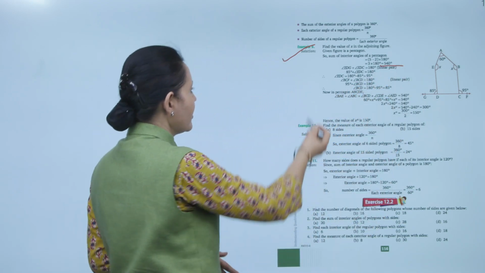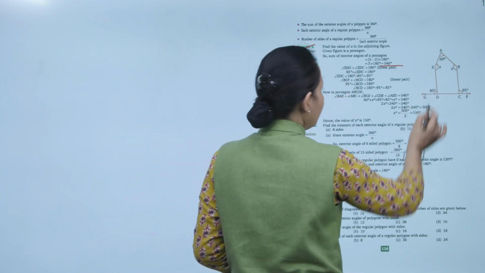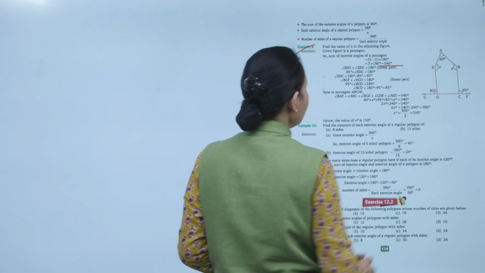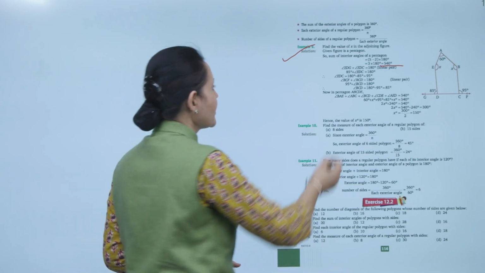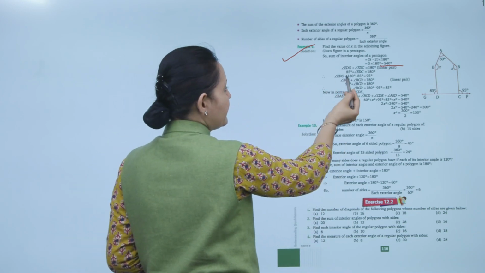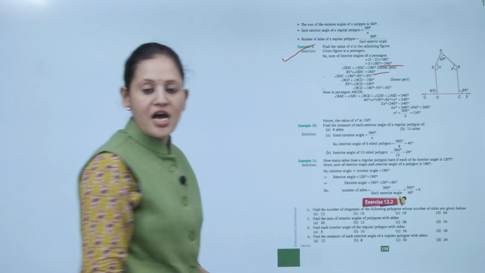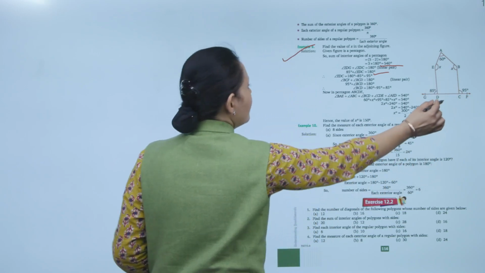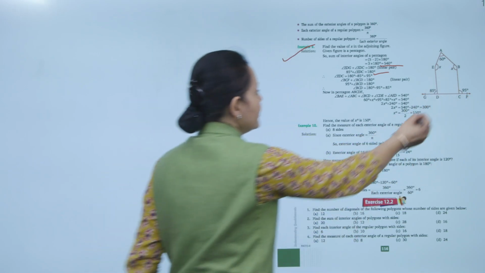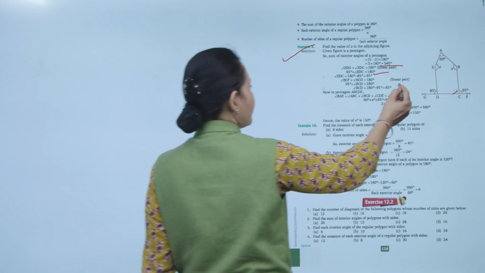Now here, angle EDG and angle EDC sum to 180 degrees because they are a linear pair. So 85 degrees is given to us, and the other angle will be 180 minus 85, that is 95 degrees. Clear? Now angle BCF and angle BCD, this and this angle, equal 180 degrees, again a linear pair, so 180 minus 95, that is 85 degrees.